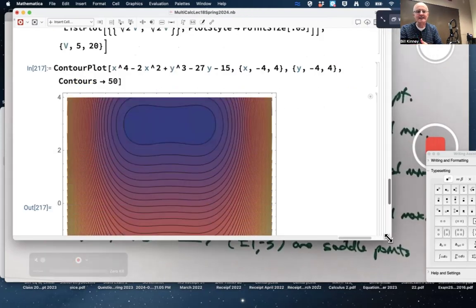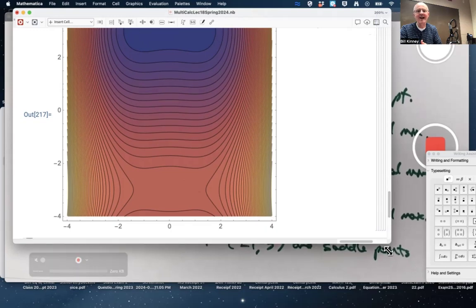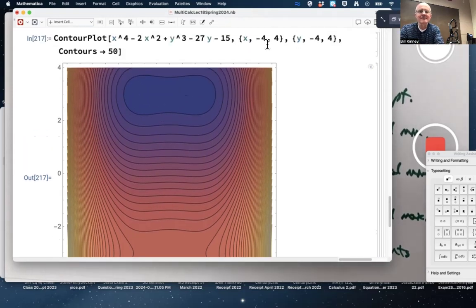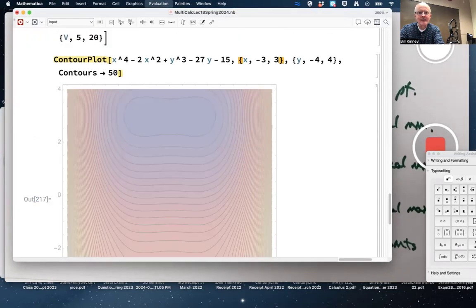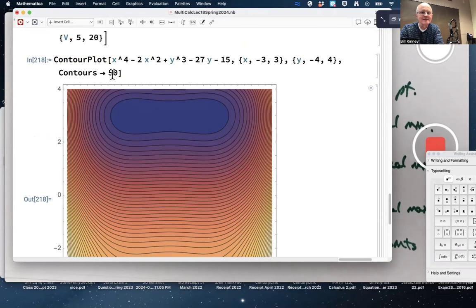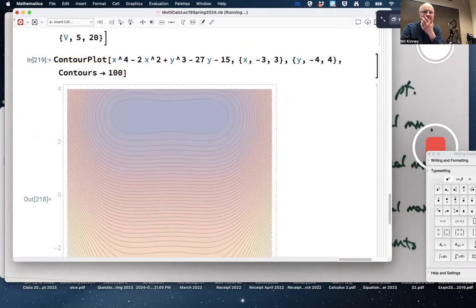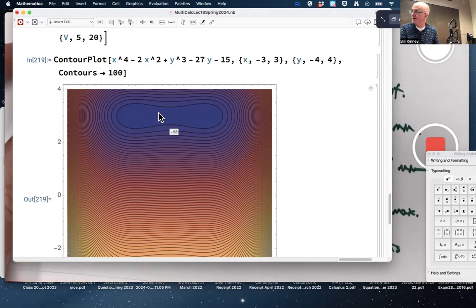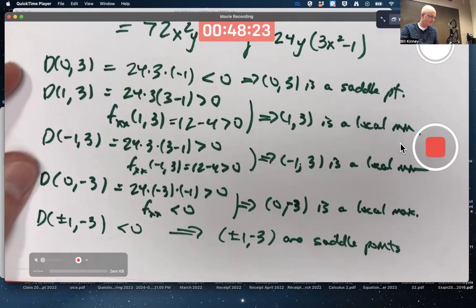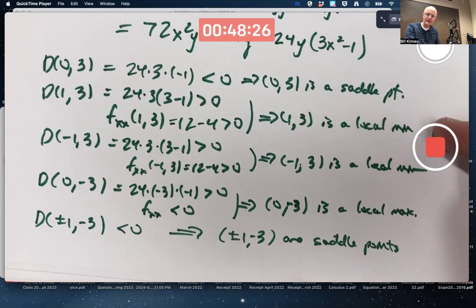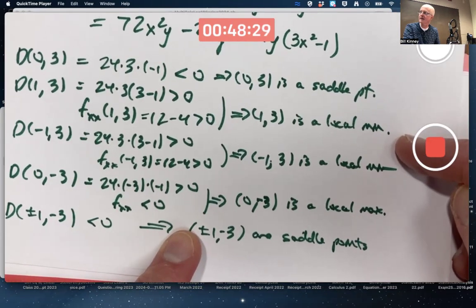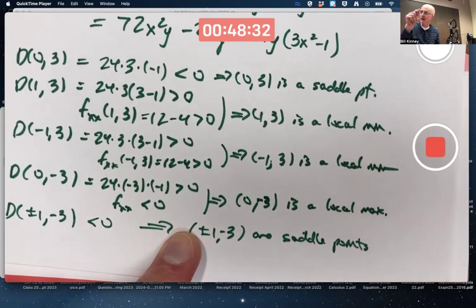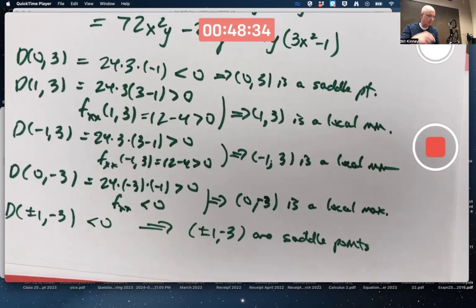Does it seem like we're right? Hard to completely tell. Looks like this, so it's darker up here, so it's close to minimums up there. And in fact, at the two eyeballs, so to speak, that's probably where there's a minimum. These two, (-1, 3) and (1, 3). And in the middle, at the nose, probably a saddle point, (0, 3).